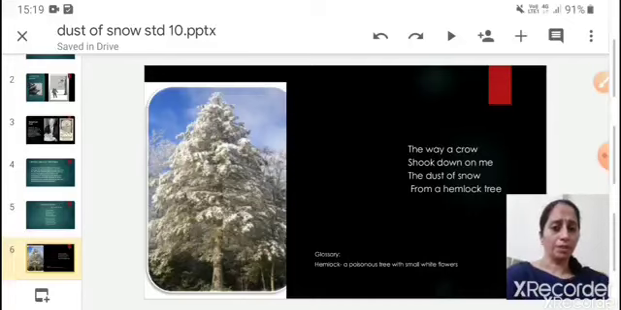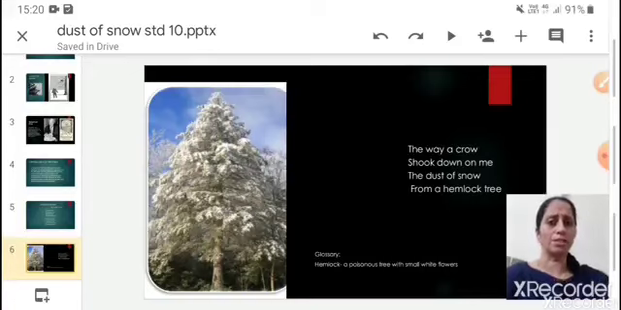Okay, so the poet tries to say that he was just walking past the hemlock tree, and what happened? The dust of snow fell from there. And who was the reason behind it? It was the crow. Again, the action of the crow is not clear. Whether the crow was adjusting itself on the branch, whether it was shivering because of cold, whether it was about to take a flight from the branch, or whether it had just landed. Again, that is not clear, students.